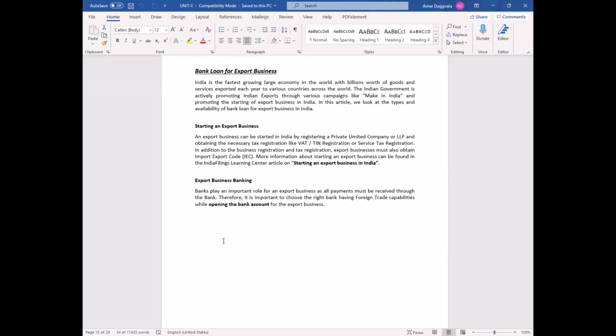So there is a standard that if you want to start an export business, you need to establish a private company or a limited liability company, and obtain necessary tax registrations like GSTN, which is the goods and services tax, right? You also need to get an export license. If you want to import, you need to follow what is there in the import export code. These are the things that you need to do when you start the export business.